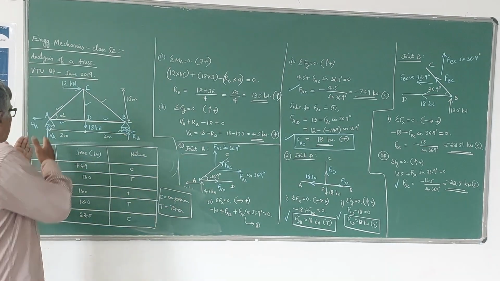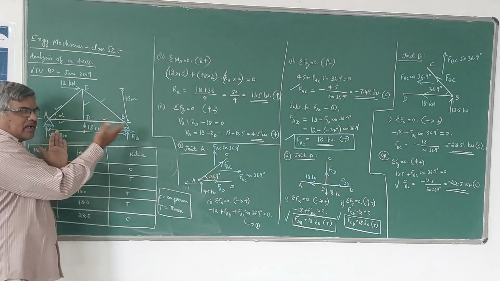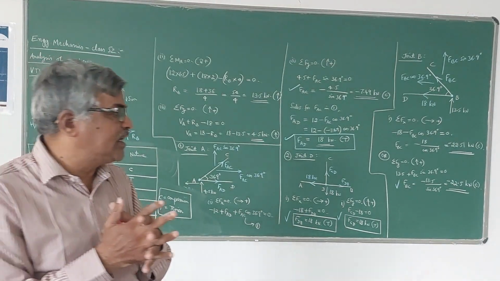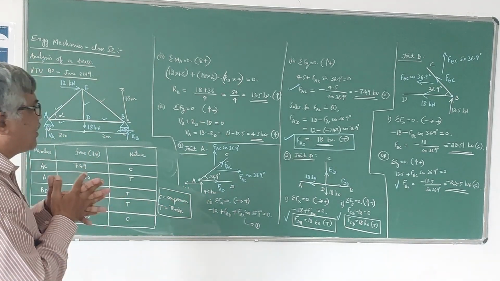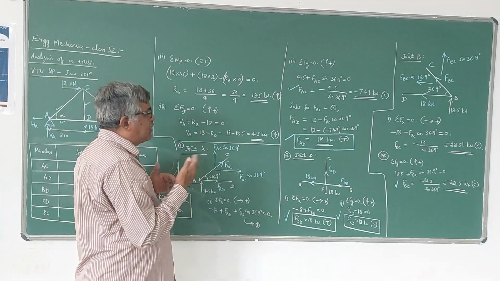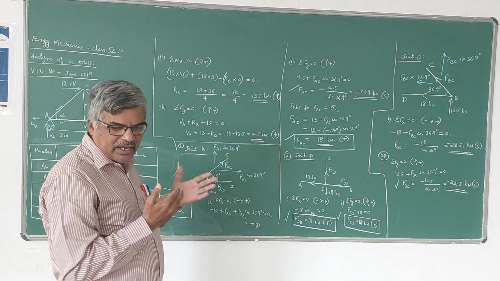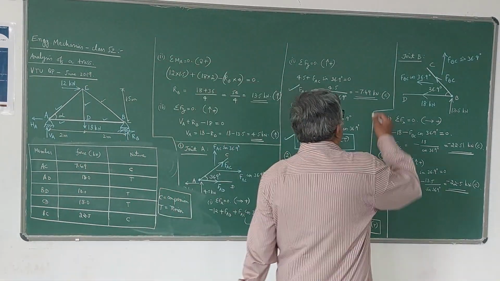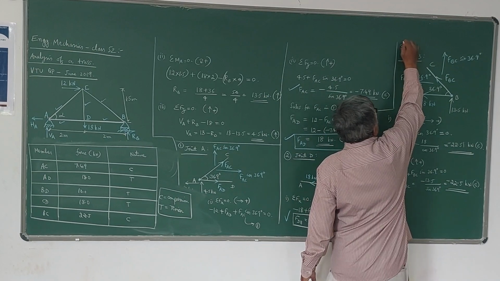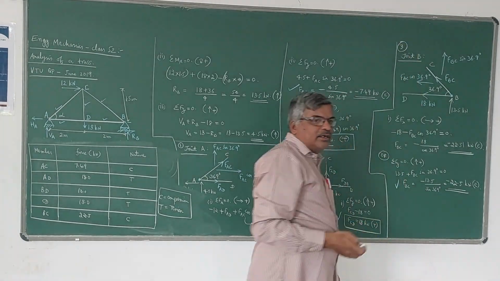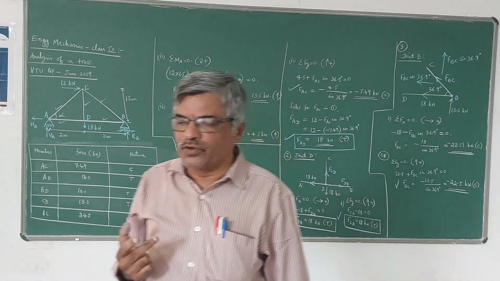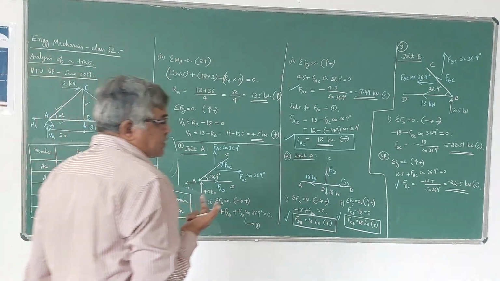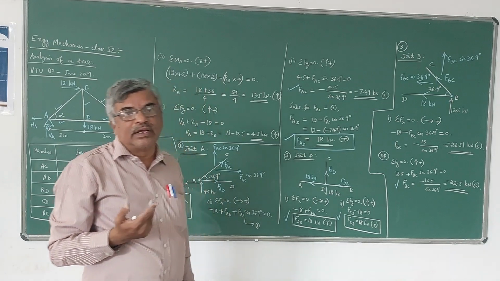If they give a simply supported truss like this, one hinge and another roller, first step is to find the reactions using the equilibrium equations. Then you have to take one by one the different joints. Here I have taken 3 joints because there are 5 unknown forces, 5 members are there. So from one joint you can find out 2 forces. Therefore, for finding forces in 5 members, at least minimum 3 joints we have to consider.